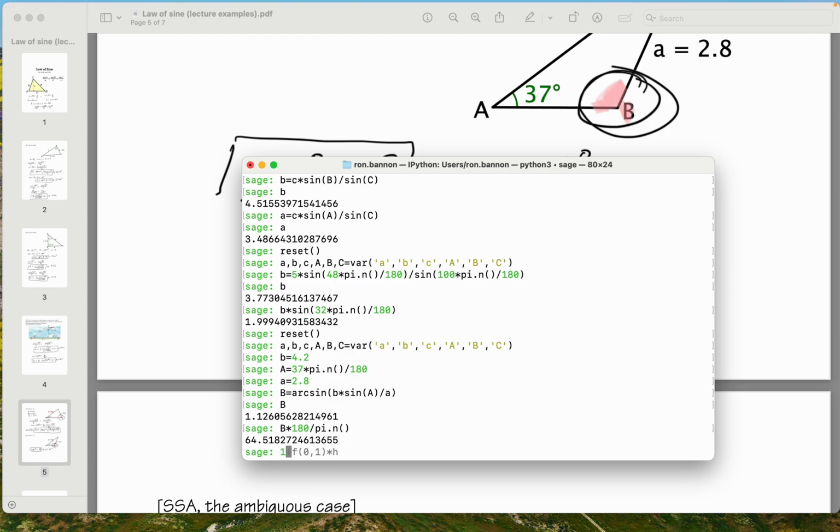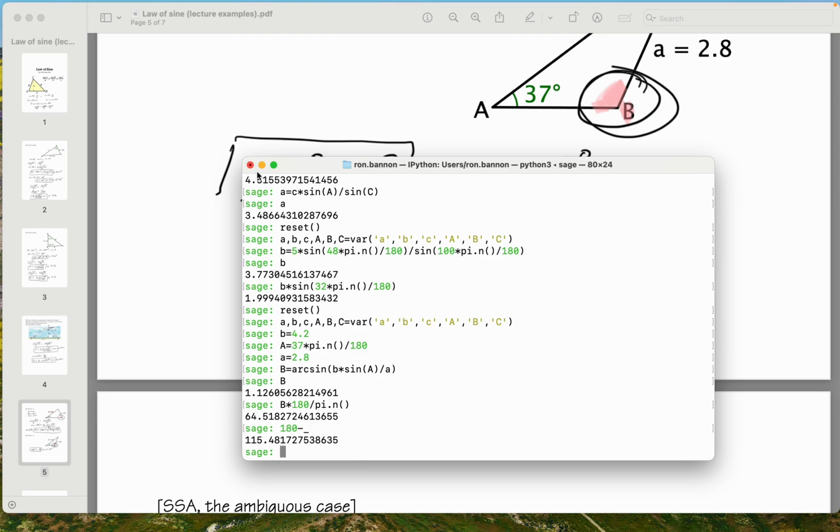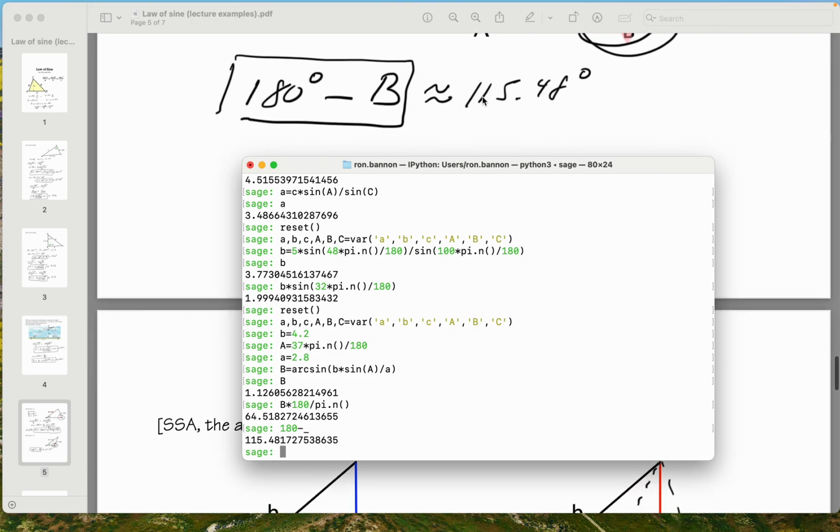Well, it's 180 degrees minus, so I'm saying 180 now. Now, when I say minus, it's minus the number that's right above it, all right? The underscore is one way to get the output from the prior input. So that underscore, the computer reads it as 64.518, and so on. And what are you going to get? 115. What number are we getting over here? In that computation, we're getting 115.48.